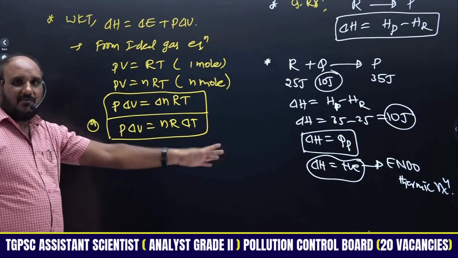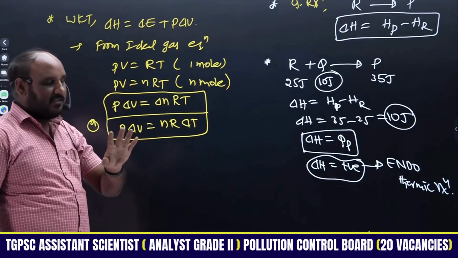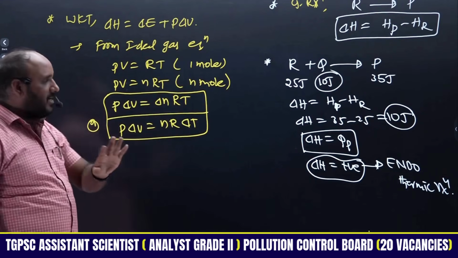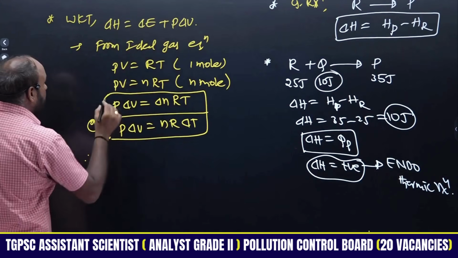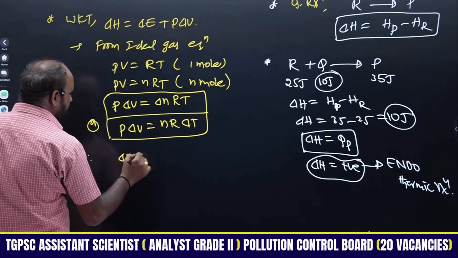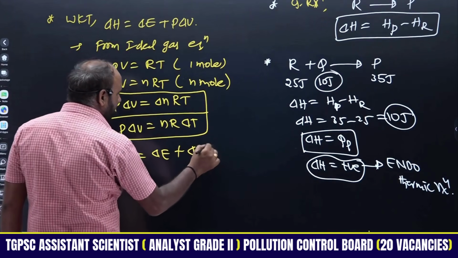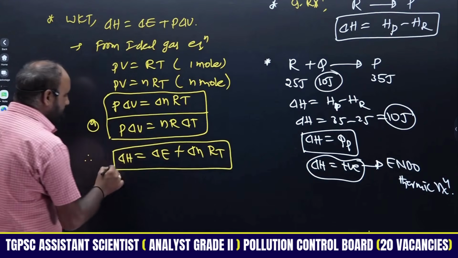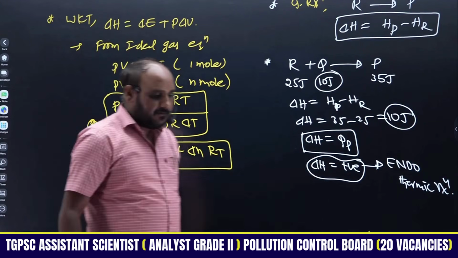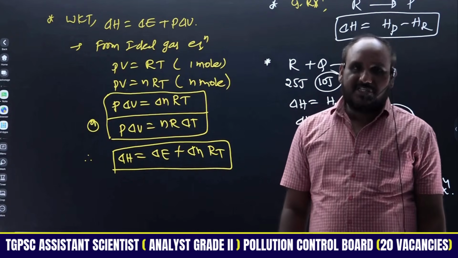So many ideal gas equations are there that we will explain with the help of thermodynamic processes. What is meant by a thermodynamic process, we will get at that time. So these will be substituted in the above equation. Therefore we will get delta H is equal to delta E plus delta n RT. Therefore we can get the relation between delta H and delta E.